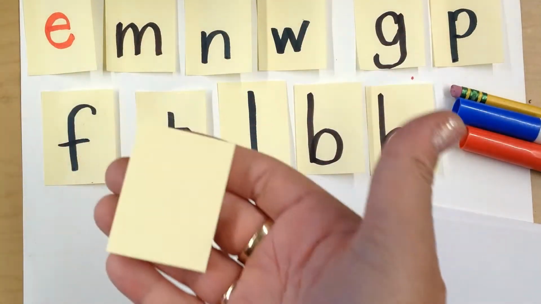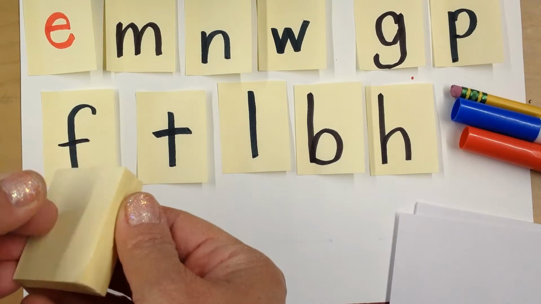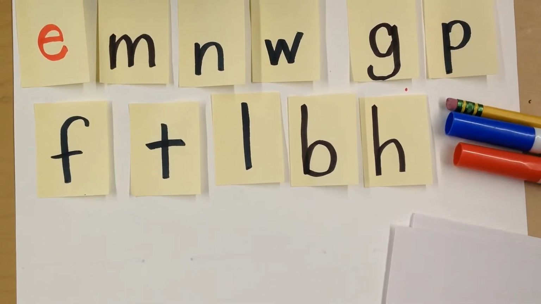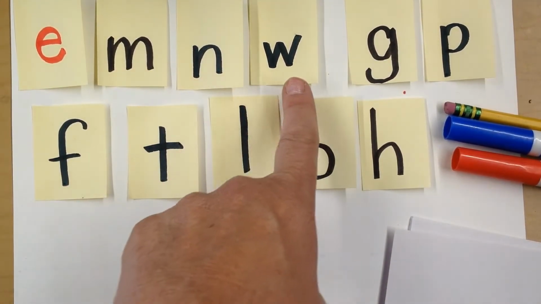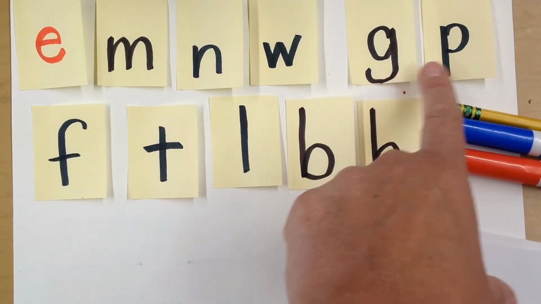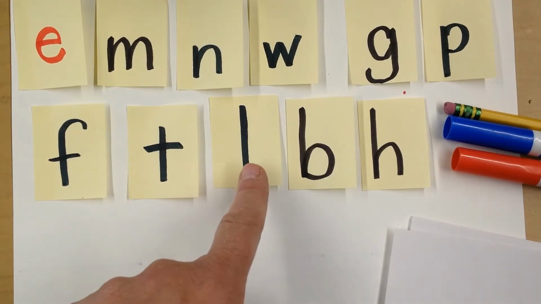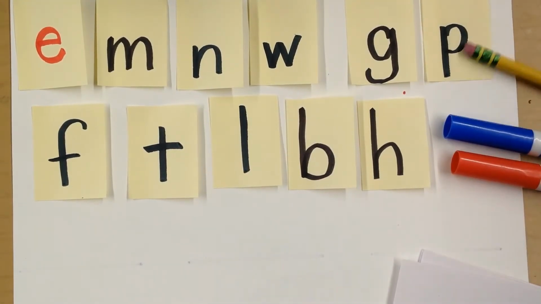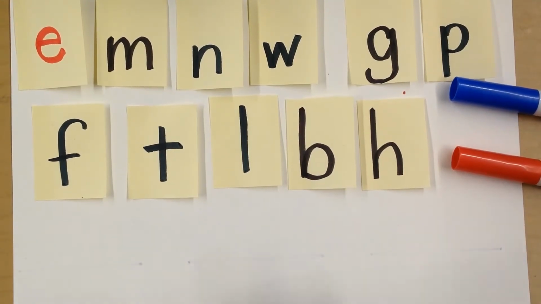You can use small paper like the sticky notes if you have those, or you can cut small pieces of paper. The letters you're going to be needing today are the letters E, M, N, W, G, P, F, T, L, B, and H. You can write those with a pencil. I just use the marker because I think it'll show up better on this video.